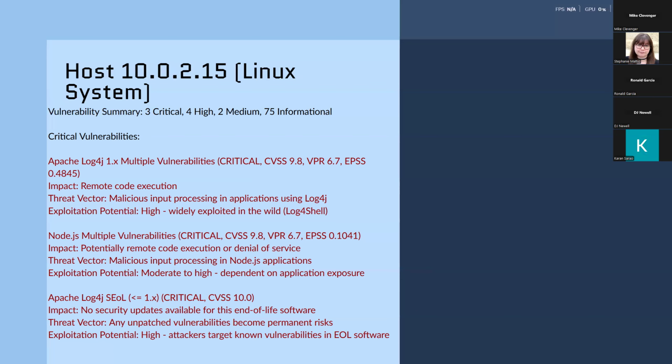And then we got Apache Log4j SCOL, which is a critical CVSS of 10.0. This impact is pretty high as no security updates are available for this end-of-life software. The threat vector, any unpatched vulnerabilities become a permanent risk, and the exploitation potential is high due to attackers knowing this vulnerability in the EOL software.